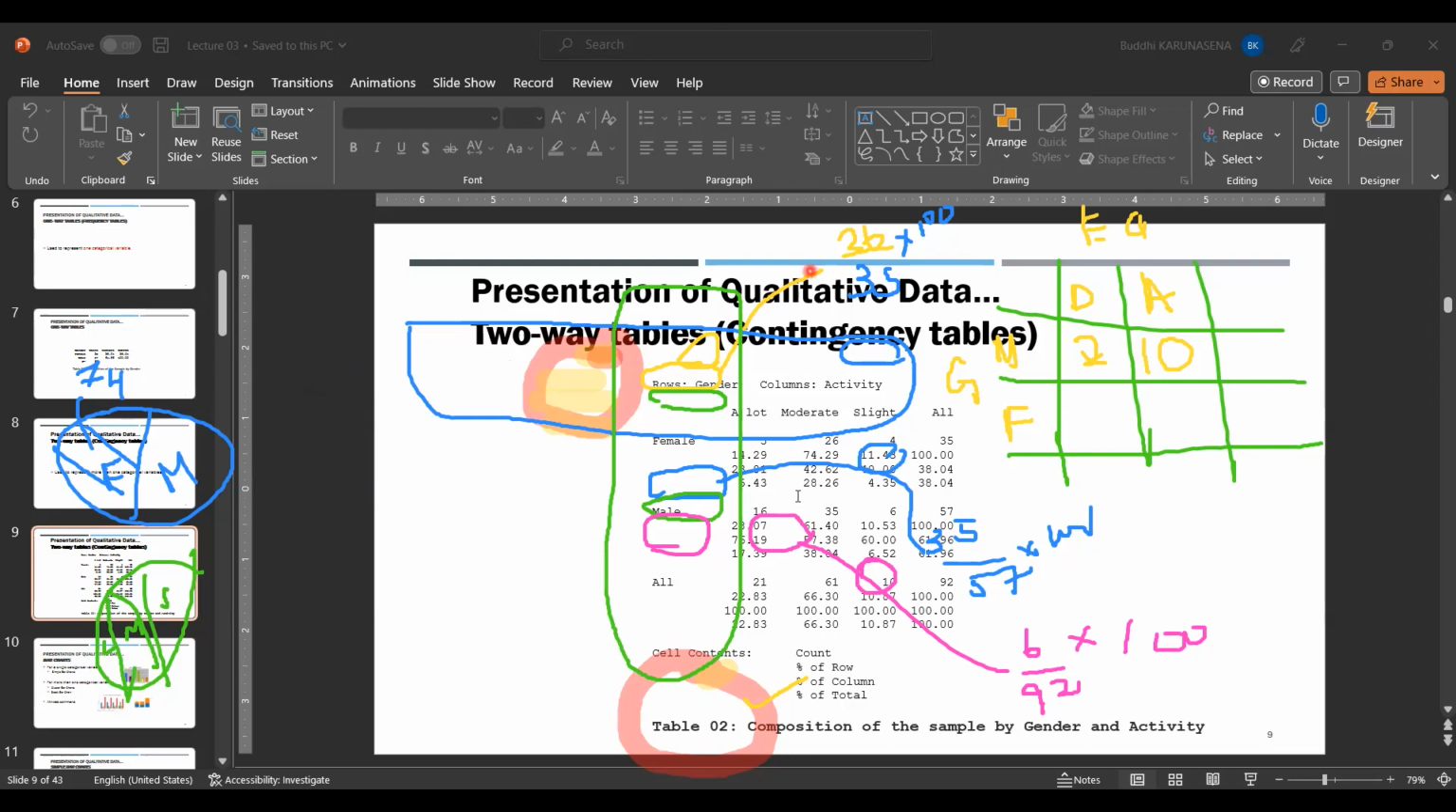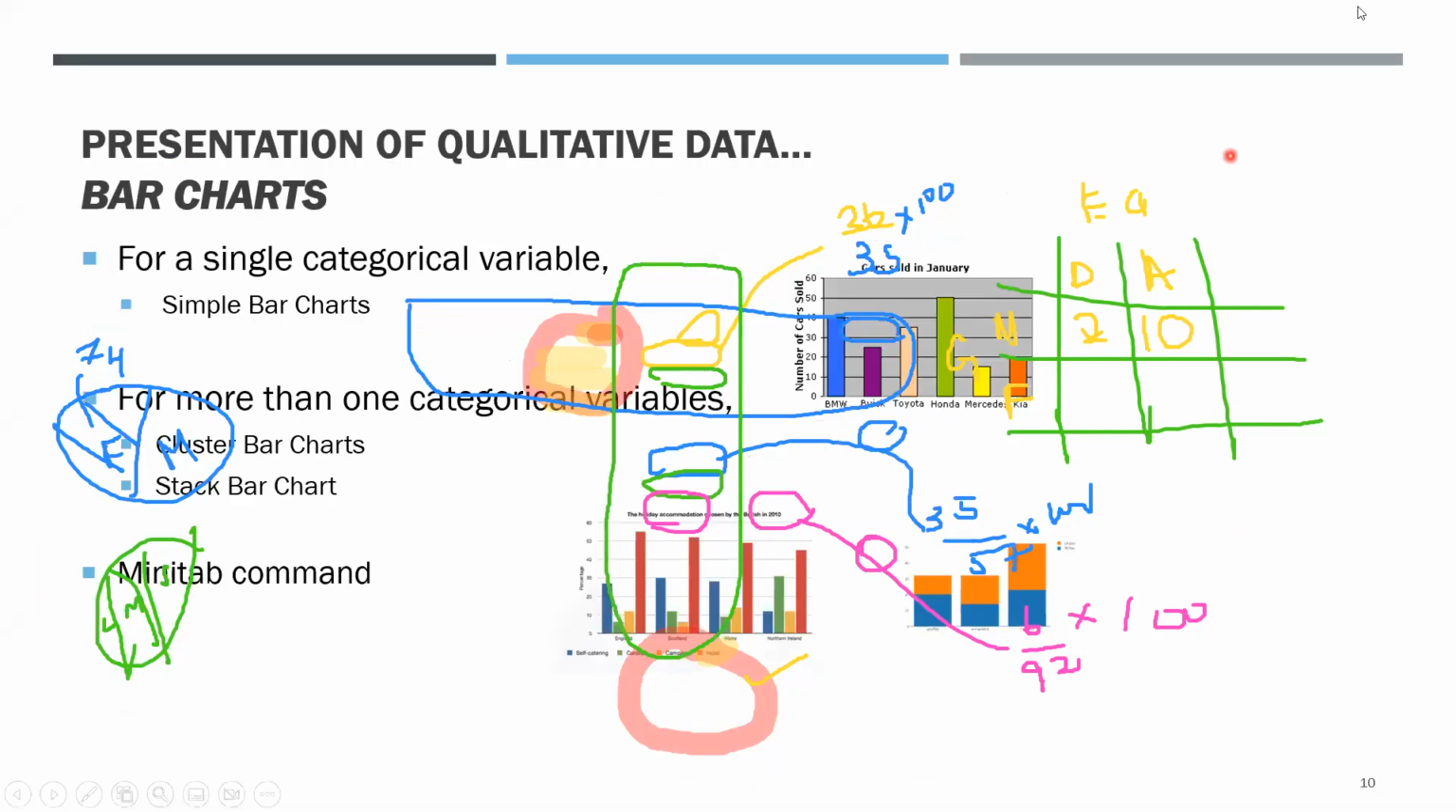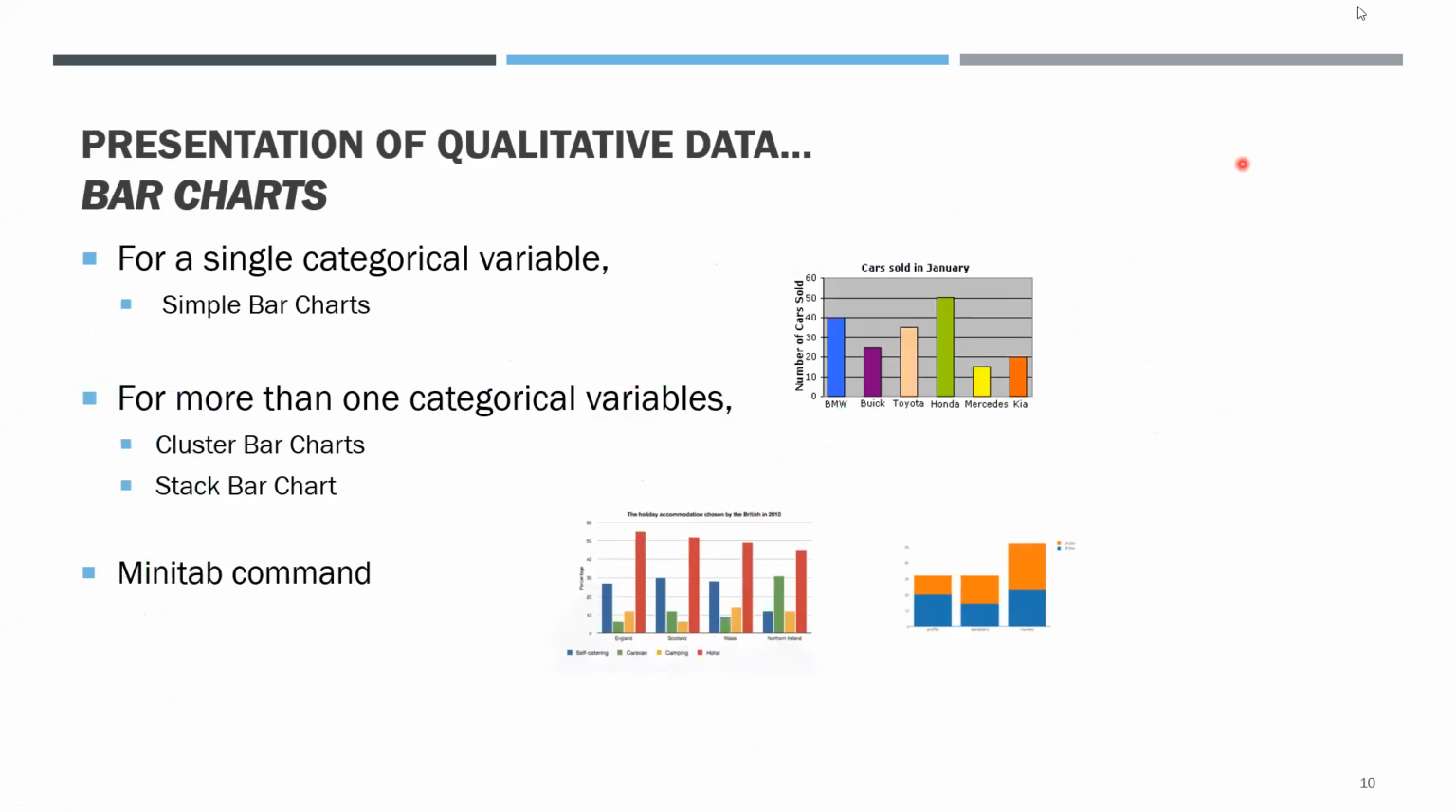Okay. Right. So that's about a contingency table. Now we come to graphical representations. Normally, if you have a categorical variable, we can use graphs to describe our categorical variable. There, we can use bar charts and pie charts.